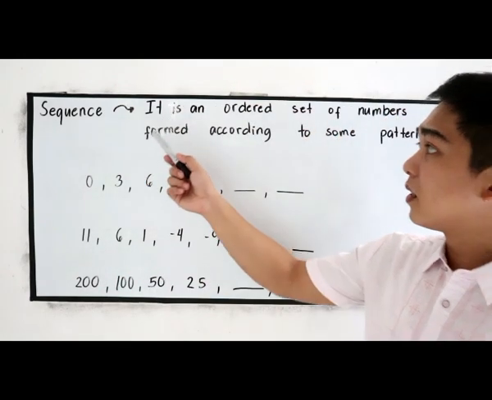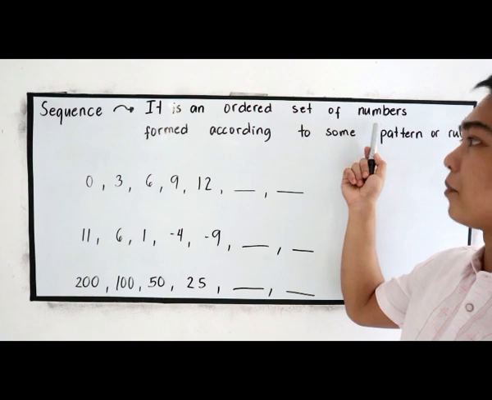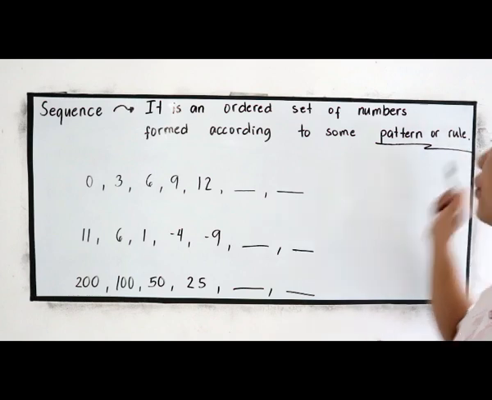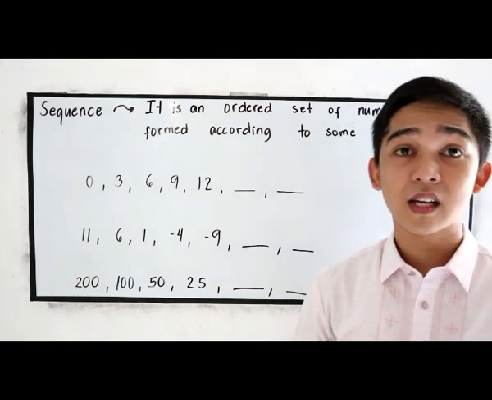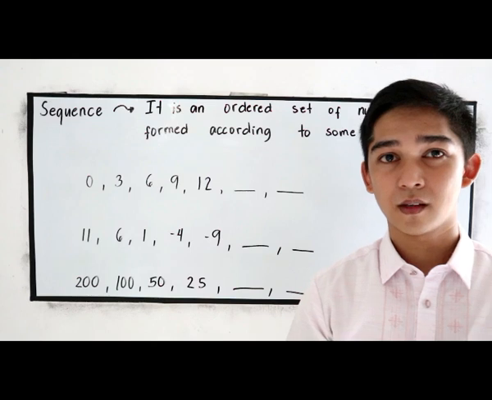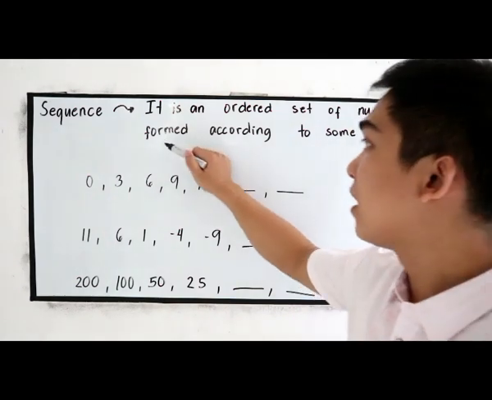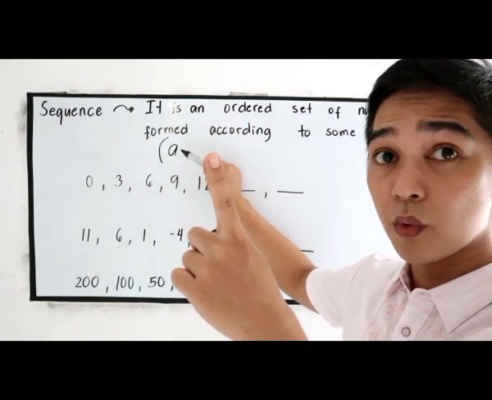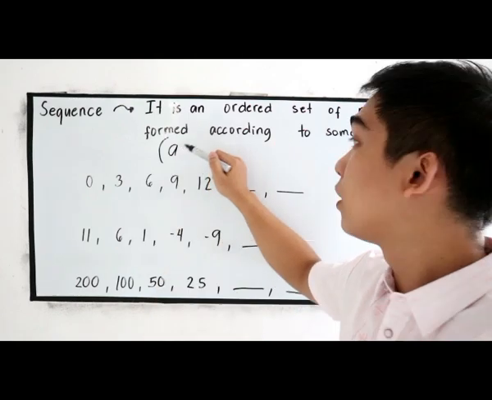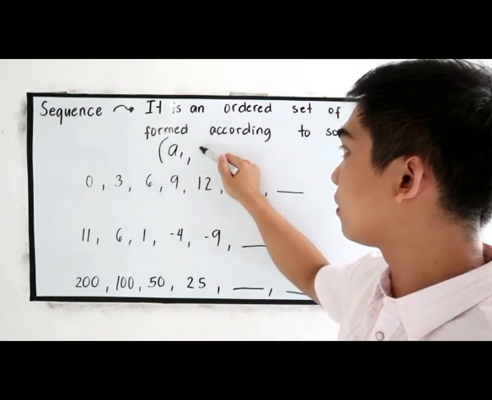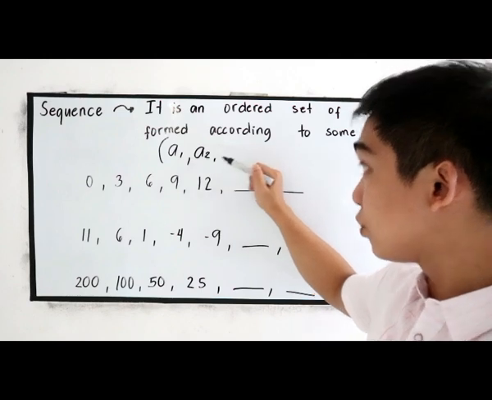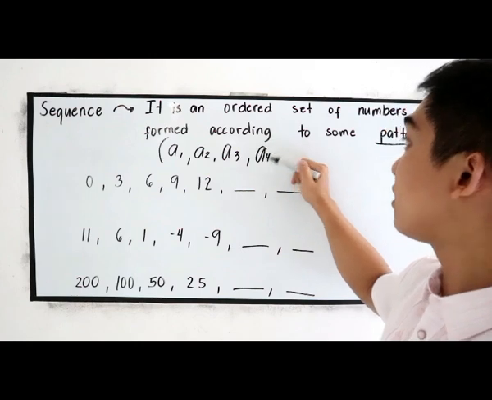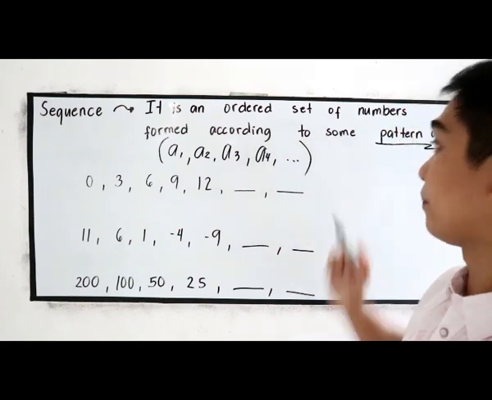A sequence is an ordered set of numbers formed according to some pattern or rule. So, a sequence is dealing with the pattern or rule. And that is denoted by A sub 1 for the first term, A sub 2 for the second term, A sub 3 for the third term, A sub 4 for the fourth term, and so on.